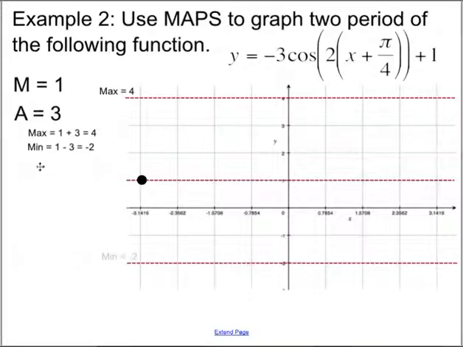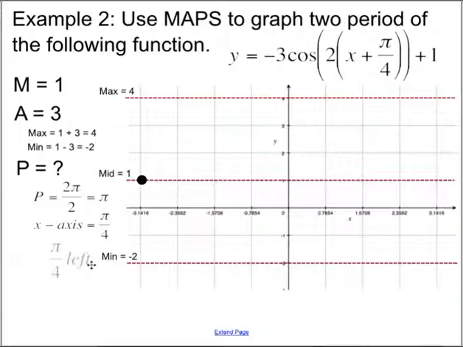The next step is the P. P is not in the equation, but we use the b value for it. And in this case, the period is going to be 2 pi divided by 2. And then from there, I need to figure out my x-axis increment, so pi divided by 4. So here's pi over 4, 2 pi over 4, which is pi over 2, 3 pi over 4, and 4 pi over 4, which is pi. And then my shift is going to be that value that is in the parentheses with the x plus pi over 4. That means I have a shift of pi over 4 to the left.